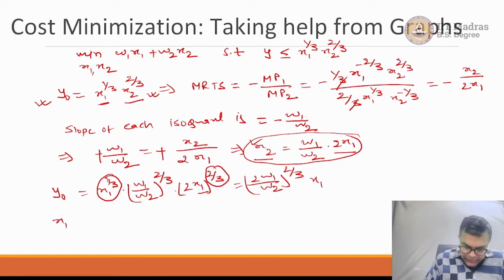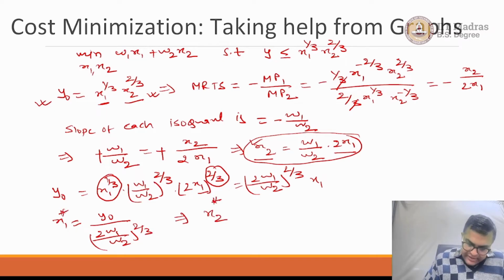So from here we figured out how much is x1, which is a function of y0 divided by 2W1 by W2 to the power 2 by 3. And similarly, we can obtain x2. We can put a star here to indicate that this is not just any x1 or x2. This is the optimal amount of input to minimize the cost when we have to produce at least y0 amount of output, and 1 unit of input 1 costs W1 and 1 unit of input 2 costs W2 in the market.